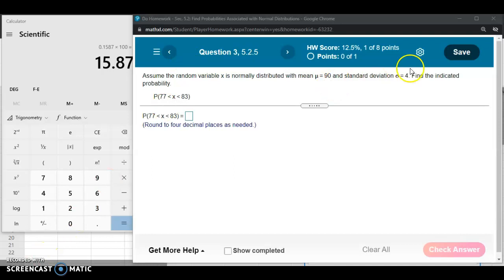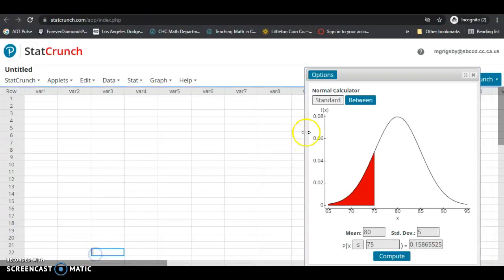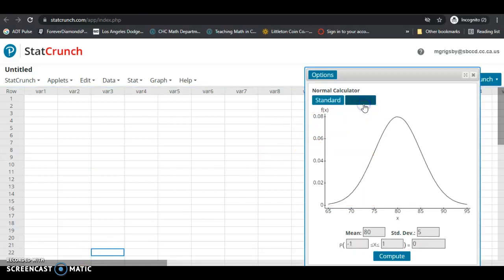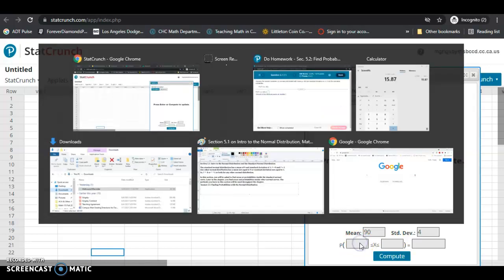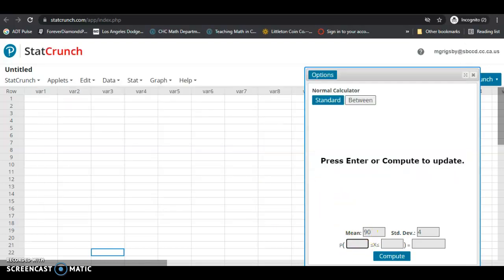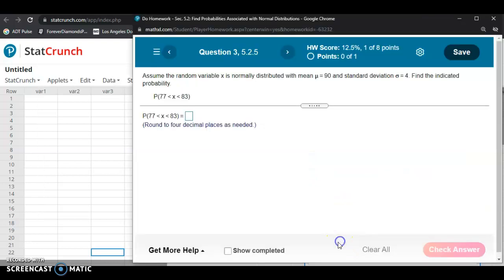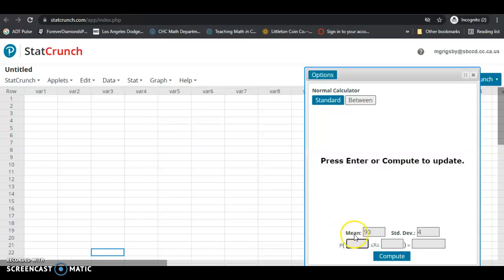Okay, so using our normal distribution calculator, we're going to type in the mean of 90, standard deviation of 4. Because we're finding the probability between two values, we're going to select between. The lower number goes on the left, and the upper number goes on the right of the interval. So from 77 to 83.